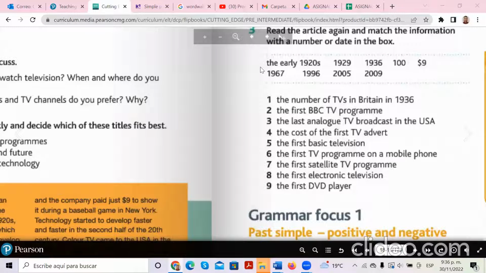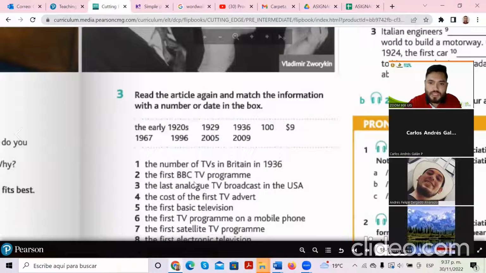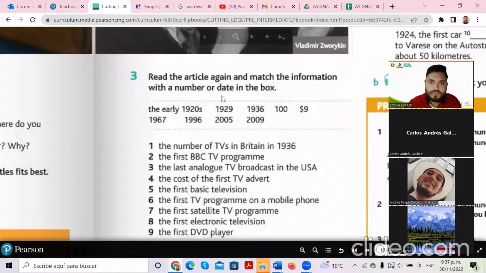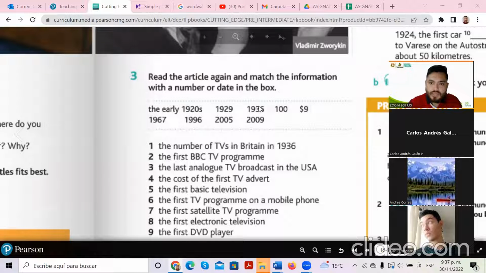Okay, so let's check the answers together. Number one, the number of TVs in Britain in 1936. 100. That's correct. Thank you very much. Number two, the first BBC TV program. 1936. That is correct.